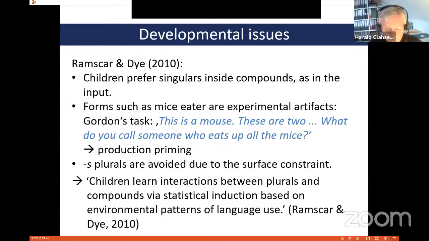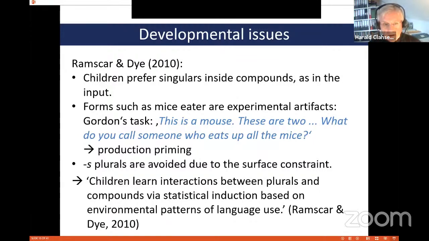And Ramscar argued that the child produces this plural himself or herself, and it is repeated by the experimenter, and that this produced a production priming effect. So the procedure prompted them to maintain this irregular plural inside the compound, even though they would normally not do this. This is an experimental artifact, they would say. Then why don't children produce S plurals inside compounds? Well, because of the surface constraint that I mentioned before. Children don't like S's inside compounds that could be plurals.